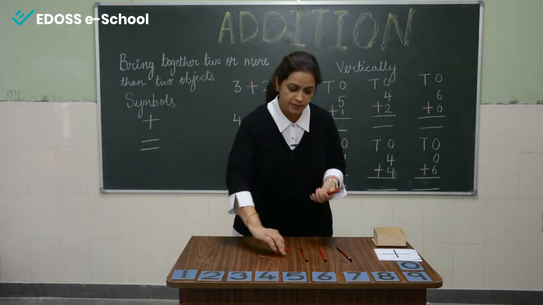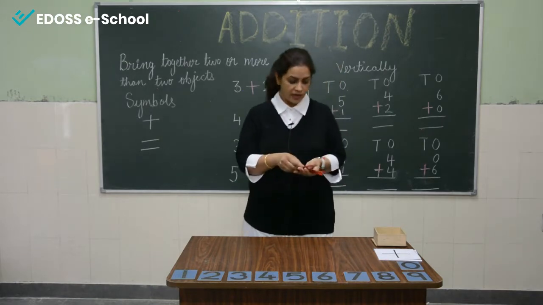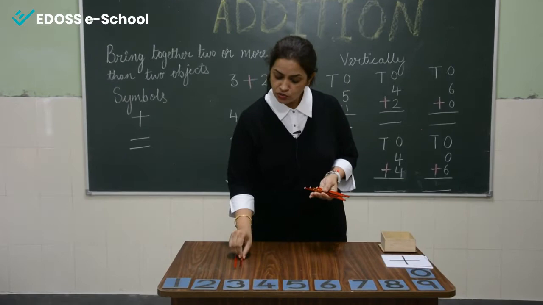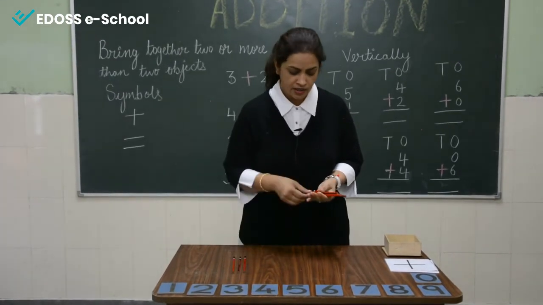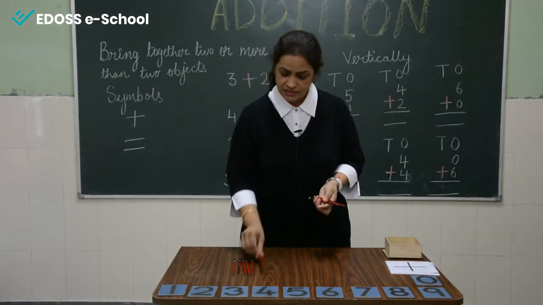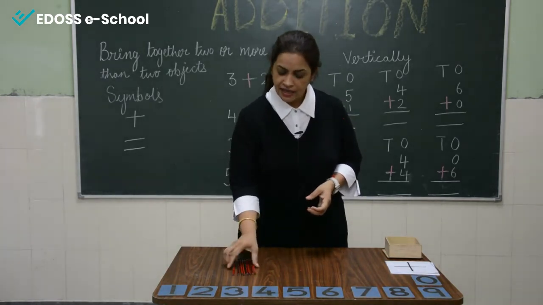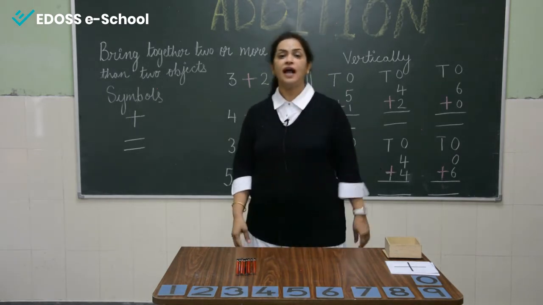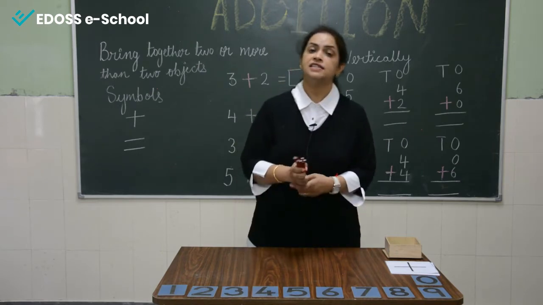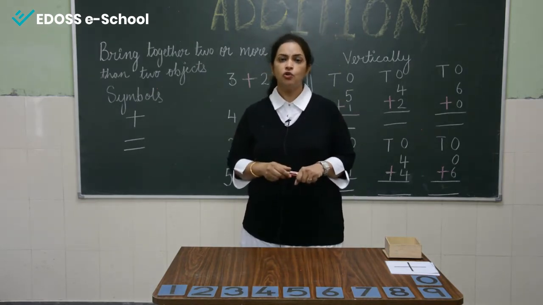So I'm bringing them together, and let me count them again. Okay, so here are the pencils. 1, 2, 3, 4, 5, 6, 7 and 8. So there are 8 pencils now. So what is addition, children? Addition means to bring together two or more than two objects.